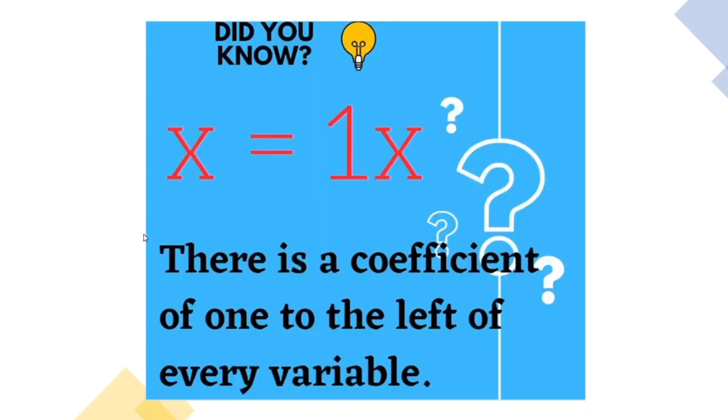Okay, there is a coefficient of 1 to the left of every variable. So if the variable is written alone, let's say y, it's like 1 times y, or 1y. So 1y or y is the same thing, like c is actually 1c.